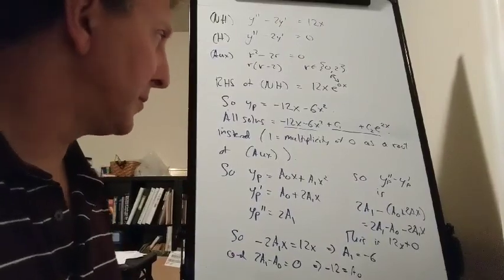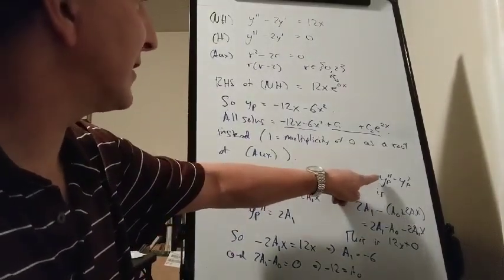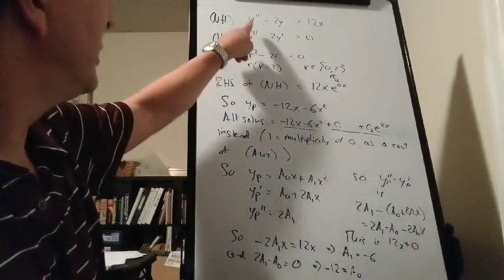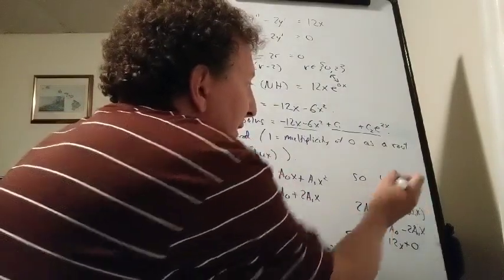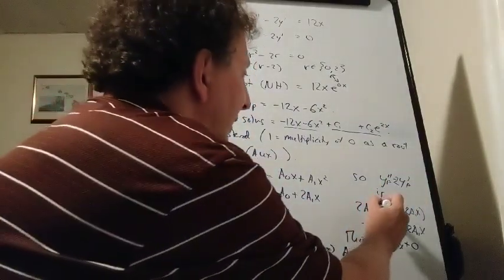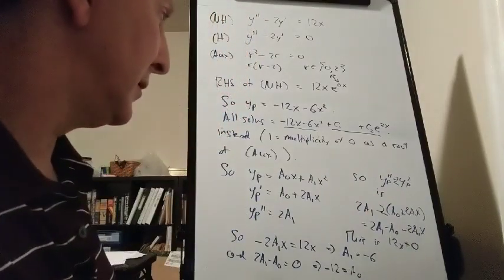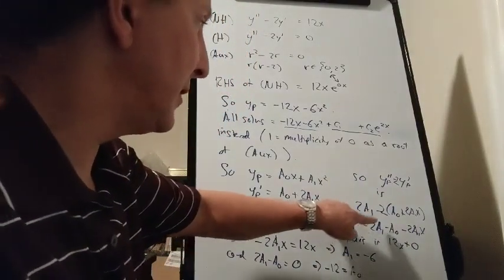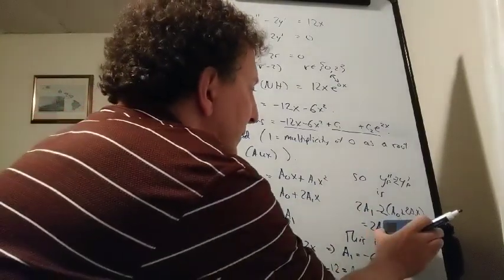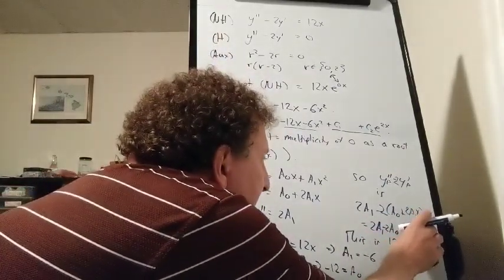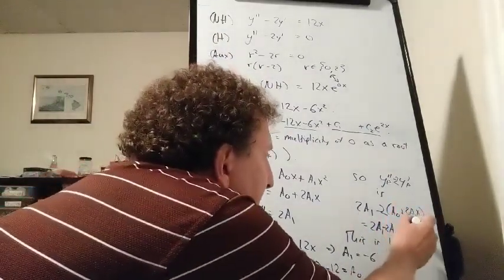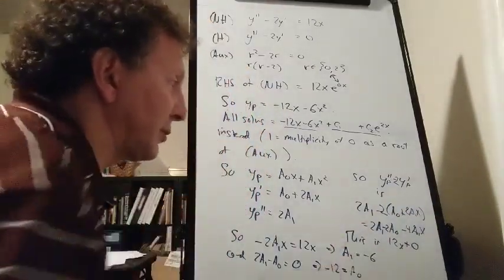Darn it, I just found a typo. I wasn't supposed to subtract second derivative minus 1 times first derivative, but second derivative minus 2 times first derivative. So this should really have a 2 in here, and that should have a 2. So we've got 2a1 minus 2a0, and then minus 4a1x, and that should be equal to 12x plus 0.